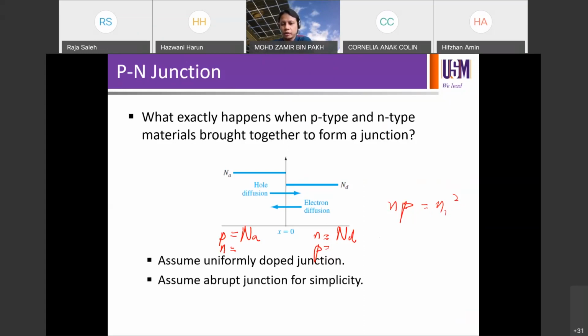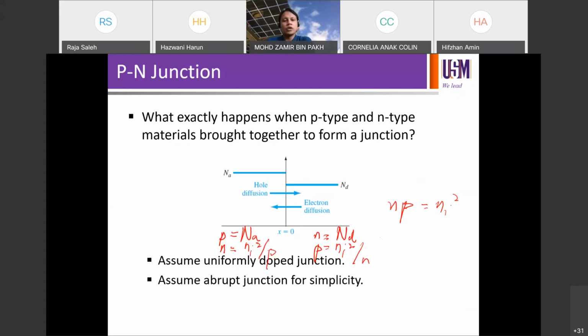Yeah, okay, good. So you know that p equals Na, now you want to know the n. So the n will be equal to ni squared over p, right? Ni squared over p, or ni squared over Na, same thing. And the same thing is applicable to the n-type as well, right? Ni squared over the majority carriers will tell you the density of your minority carriers.